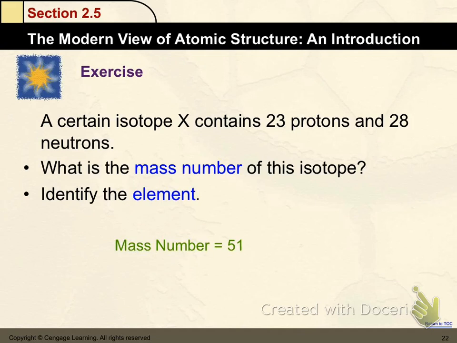And if we want to know what the name of the element is, or the identity, it would be vanadium. You may ask, well, how do we know that? That comes directly from the number of protons. Vanadium is the only element that has 23 protons. If we change the protons, we change the element. On the other hand, if we change the neutrons, we don't change the element, we just have a new isotope.